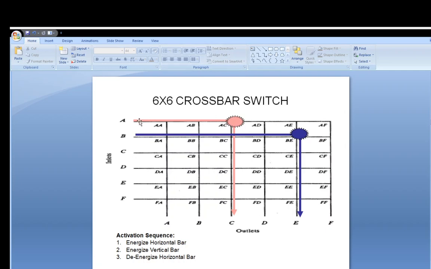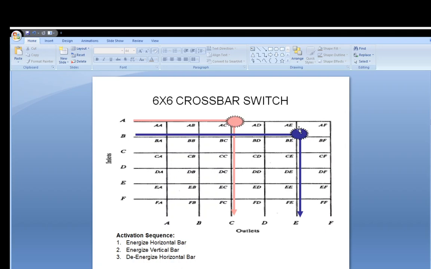Suppose A and C are energized and then after that B and E are energized. So in this case we can see there is a possibility of connection between A and C, and then a possibility of connection between B and C. There is a possibility of connection between A and E, and also there is a possibility of connection between B and E.